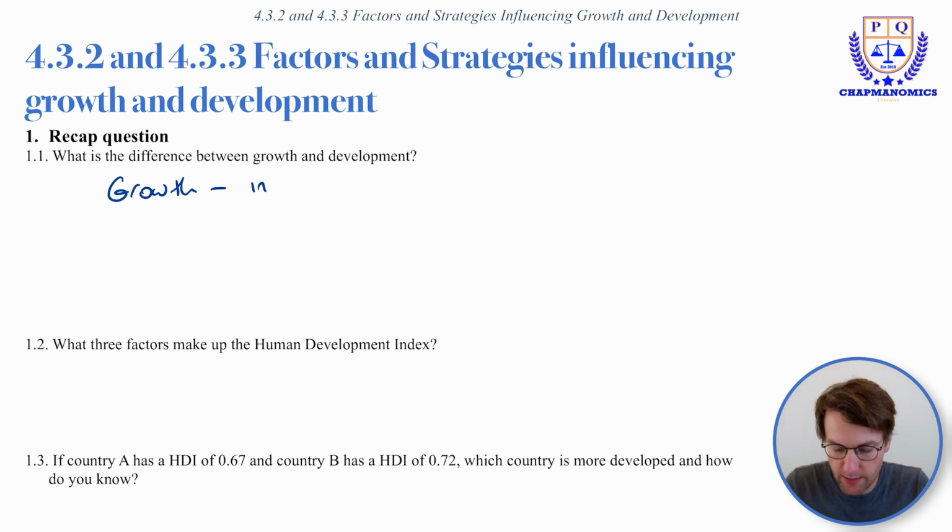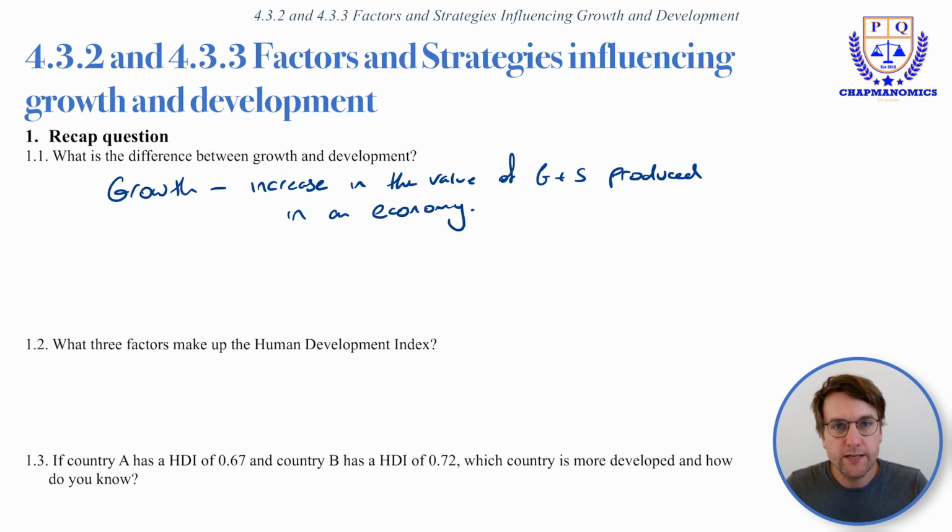So growth is an increase in the value of goods and services produced in an economy. And we can quantify this, right? This is a number. This is quantifiable. Quantifiable, right? This is something we can put a number on. We can count up the amount of goods and services we produce. We can look at the price. We can times one by the other, and we can get whether or not an economy is growing or shrinking.